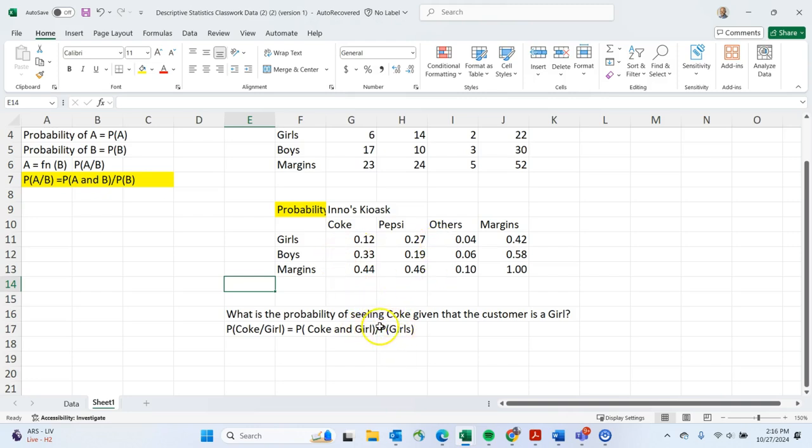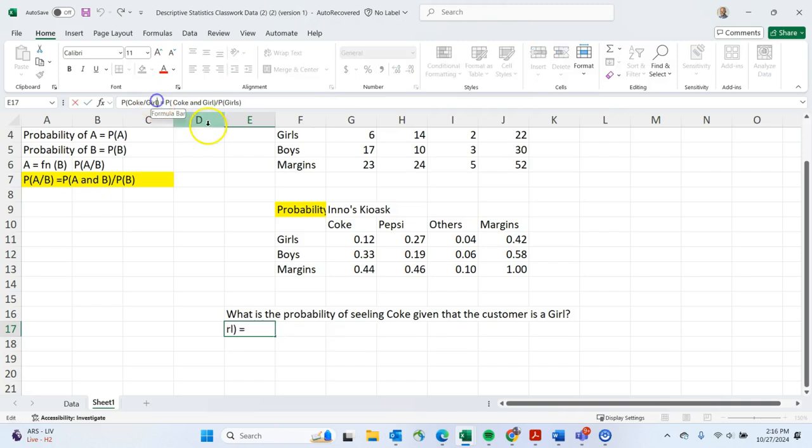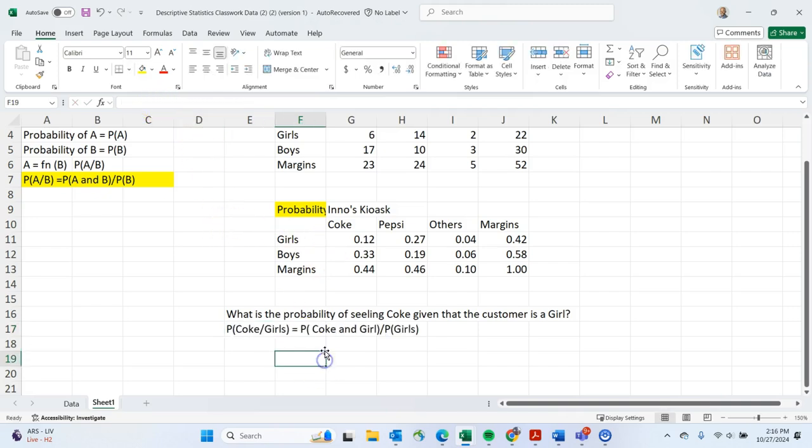So in this case, we are going to take the probability, or the joint probability, between Coke and girls.